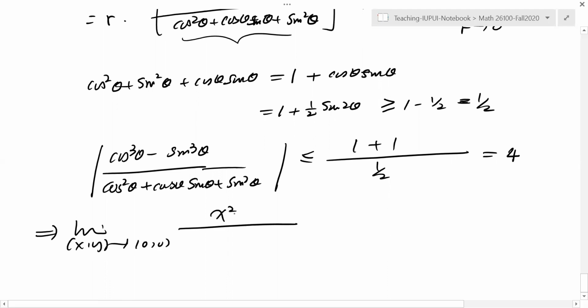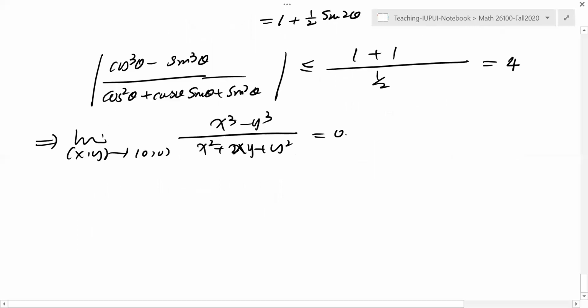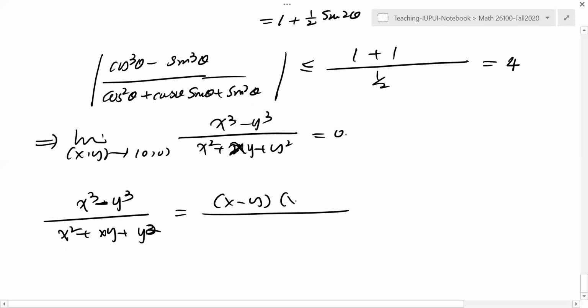Okay, now x cubed, y cubed is going to be 0. But for this particular problem, there's a quick way to do it. When you see x cubed minus y cubed, you should know that you factor it. When you factor it, it's x minus y, x squared plus xy plus y squared.